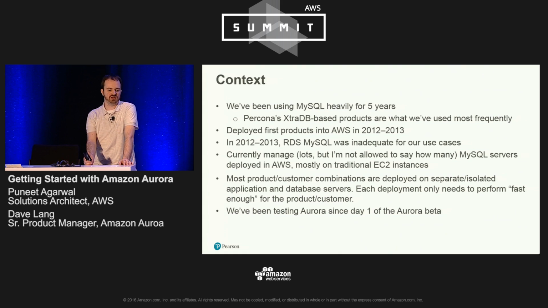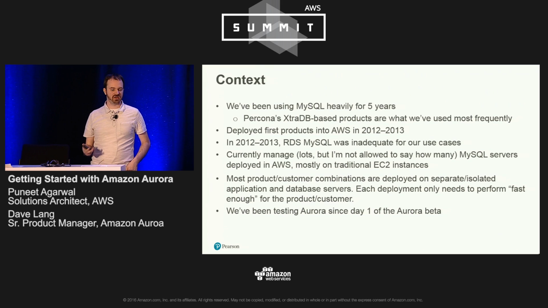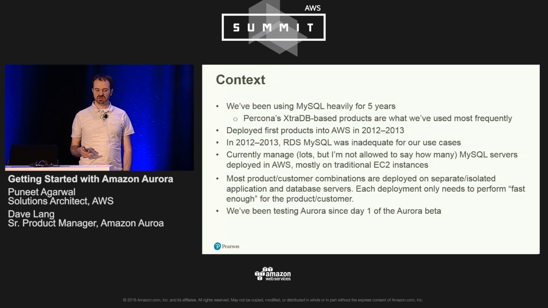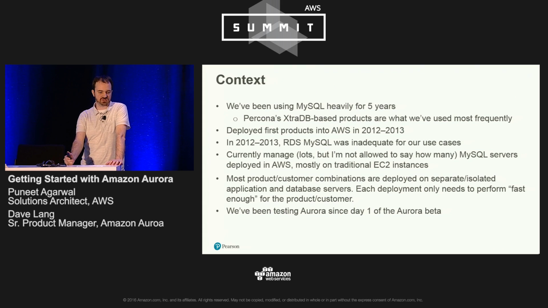So we first deployed our first line of products into Amazon in 2012, 2013, around there. At the time, we did a lot of investigation into different ways to deploy MySQL. We looked at RDS at the time. We also looked at building them out on our own on EC2 instances, and ended up going with building it ourselves because RDS wasn't quite as good back then as it is now.